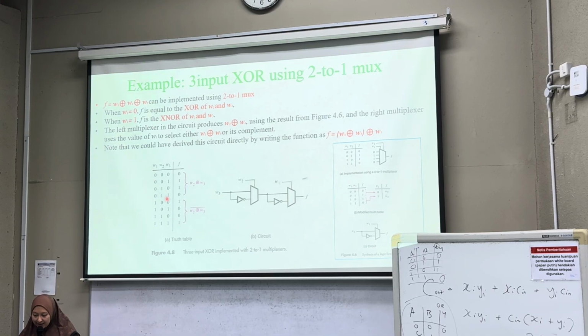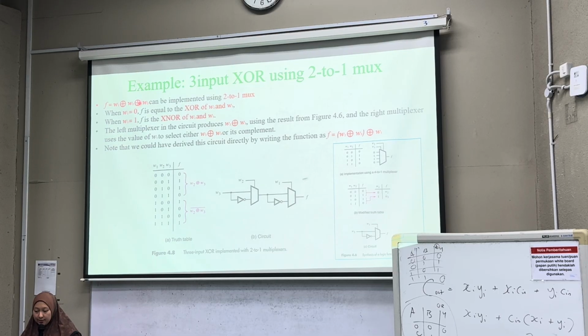Truth table. You can see that when W1 is 0, F follows W2 XOR W3, while when W1 is 1, F is the XNOR of W2 and W3. So the left multiplexer in the circuit produces W2 XOR W3, while this one XORs the output of this. This is what you want: 3-input XOR, W1 XOR W2 XOR W3.